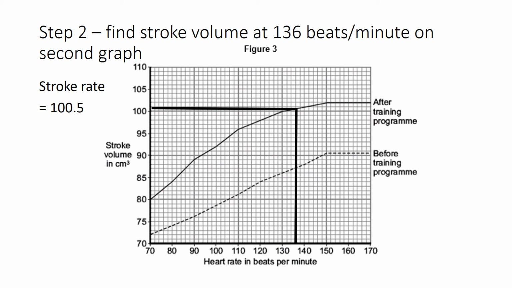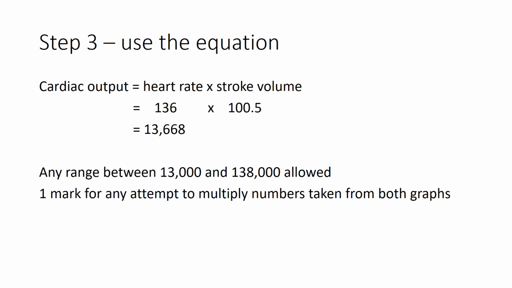Now to get both marks, you need to put those 2 numbers into the equation. So cardiac output is heart rate times stroke volume. From the first graph, we got the heart rate, which was 136. And from the second graph, we got the stroke volume, which is 100.5. If you multiply those two numbers together, you get 13,668. Sorry, that should be 136,680, not 13,000. Any answer between 130,000 and 138,000 got you the 2 marks.